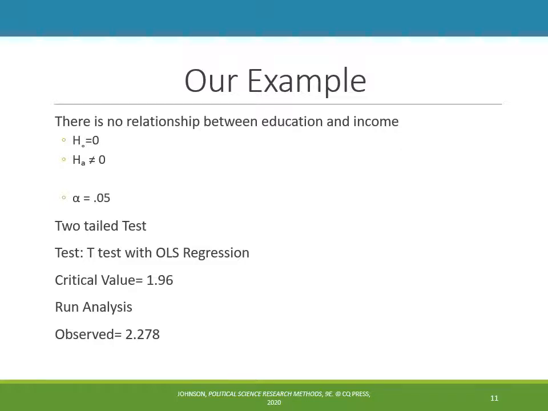And since my observed value is higher than my critical value, that means that I have to reject the null hypothesis. So that means that I am 95% sure, pulling from my alpha level, that there is a statistically significant relationship between education and income. And that's the conclusion that I would draw there.